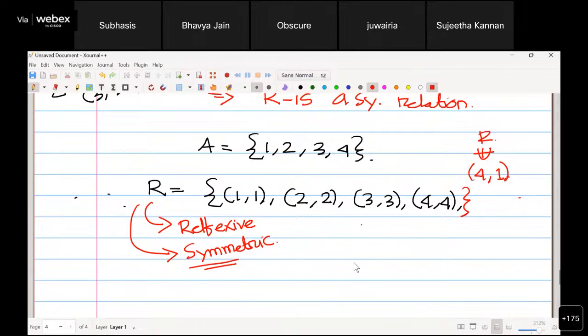Yes, thank you, sir. Sir, is it also an identity relation? You check. I gave you the definition of identity relation.